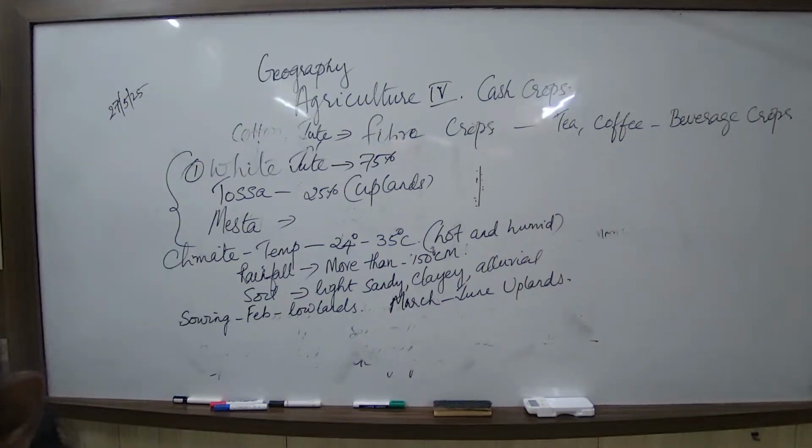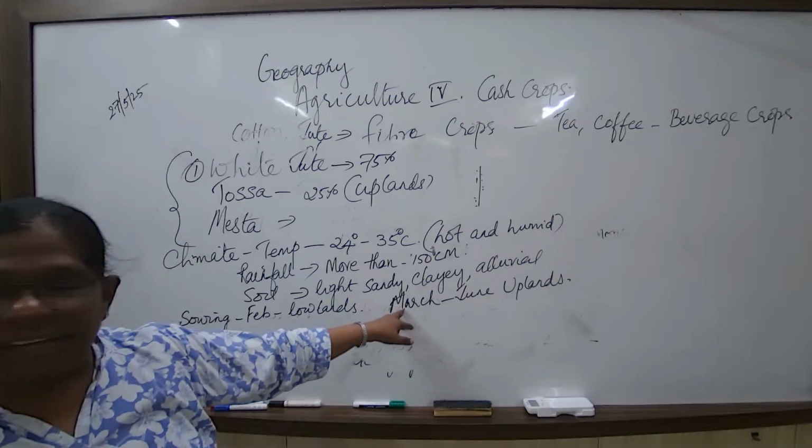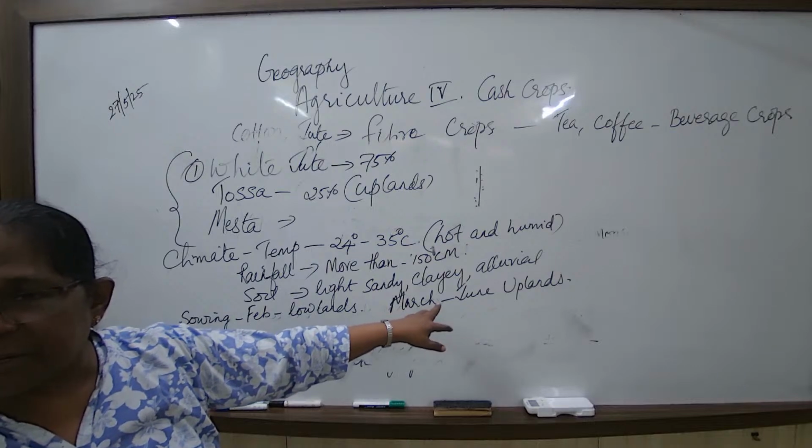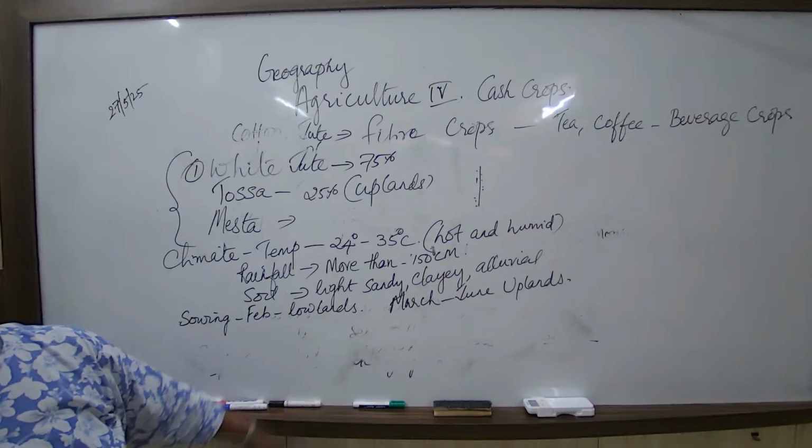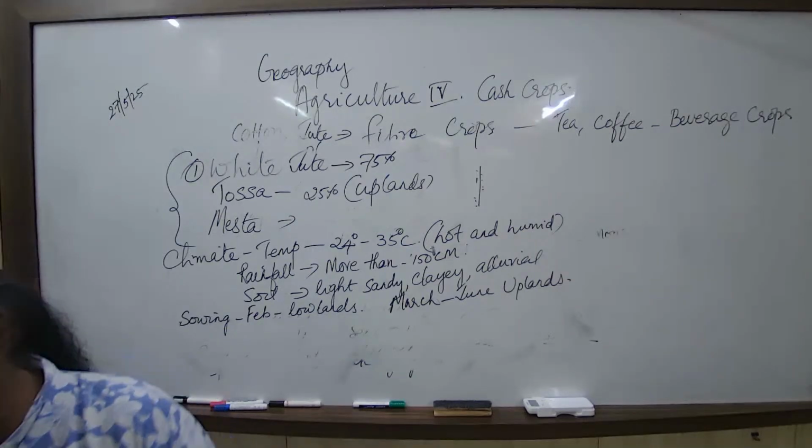Clear? So you tell me, what is upland? Only high elevation land, to save from floods. So it is sown between March to June, and in the lower elevations, it is in the month of February.